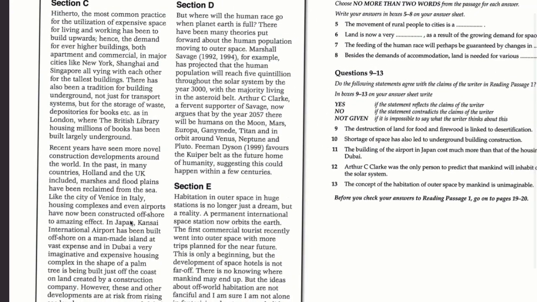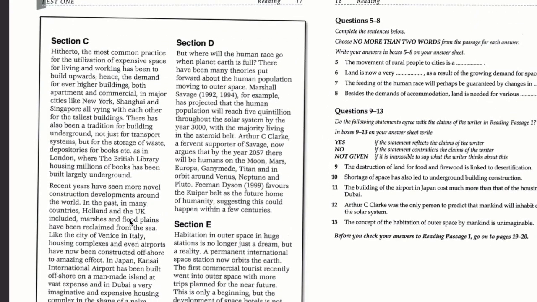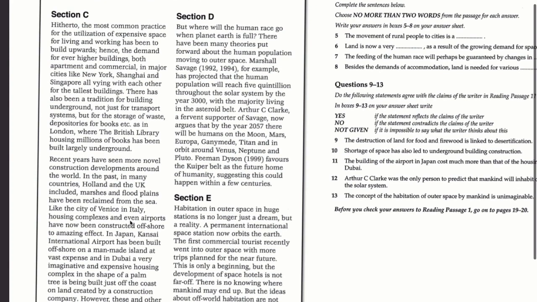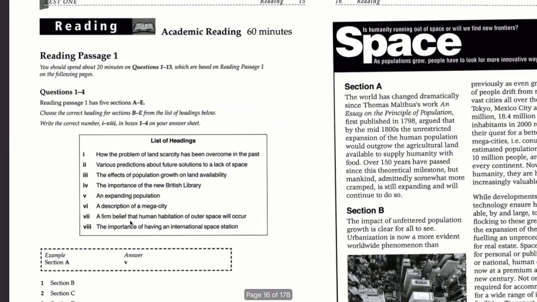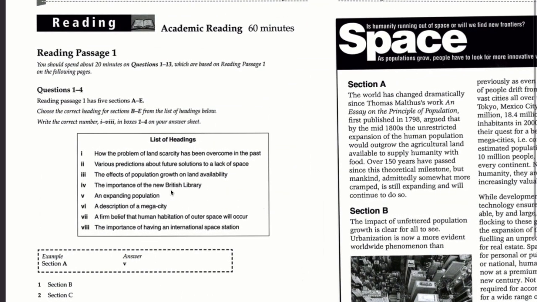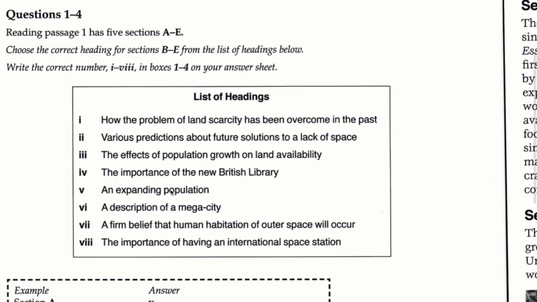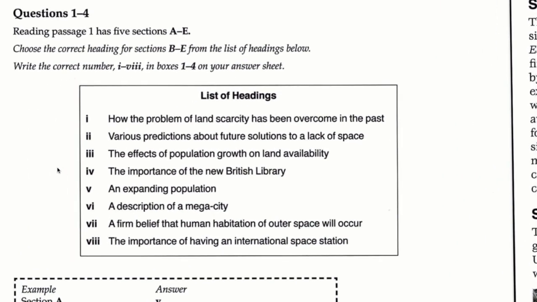So the gist of section C says what measures have been taken in the past to resolve the problem of space. I hope you got this main idea. So now coming back to the list of headings, what can be the answer? How the problem of land scarcity has been overcome in the past. So you can once again relate that how the problem of land scarcity has been overcome in the past.